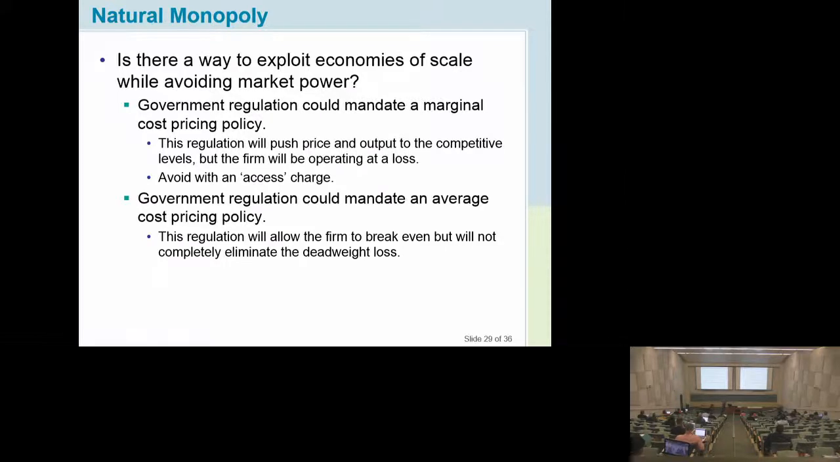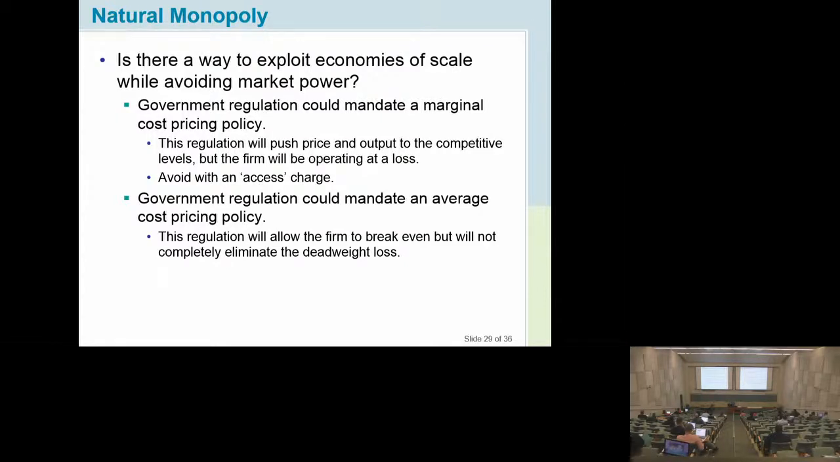Okay, so if we collect $1 million through the access fee, then by charging price equals marginal cost, we have no deadweight loss, and the firm makes a normal economic profit, a profit of zero after opportunity cost, a normal rate of return.